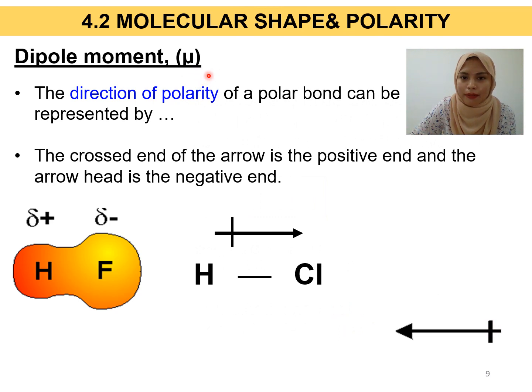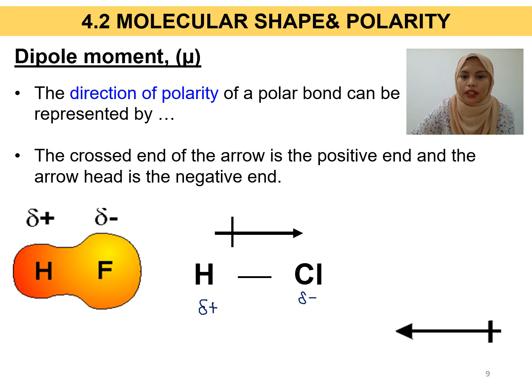Okay, tadi kita ada belajar pasal polar bond kan. Polar bond ni terhasil sebab ada difference in electronegativity between the atoms in a molecule. Contohnya kalau you ada molekul HCl, and this is the bond between H dan juga Cl, and you know that Cl ni is the most electronegative atom while H is the less electronegative atom kan.